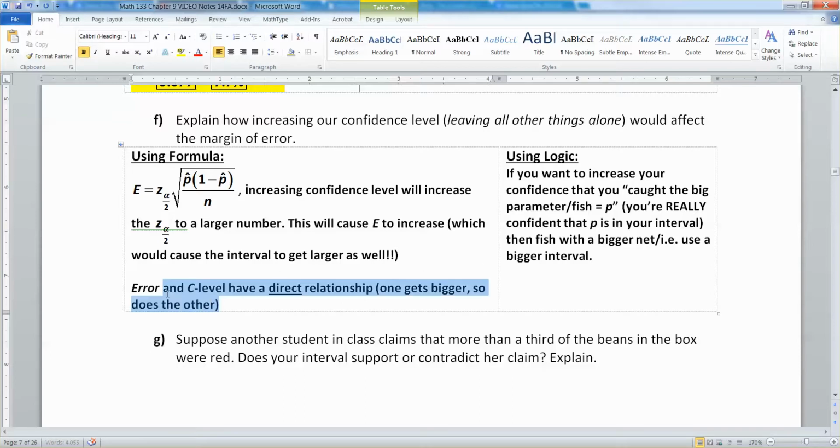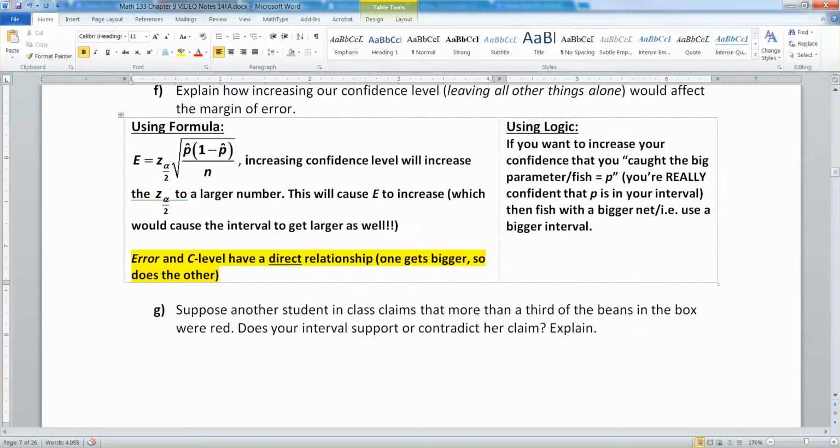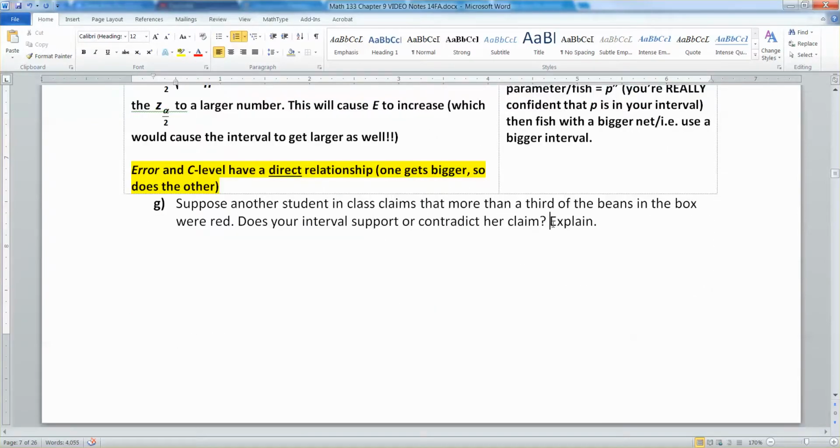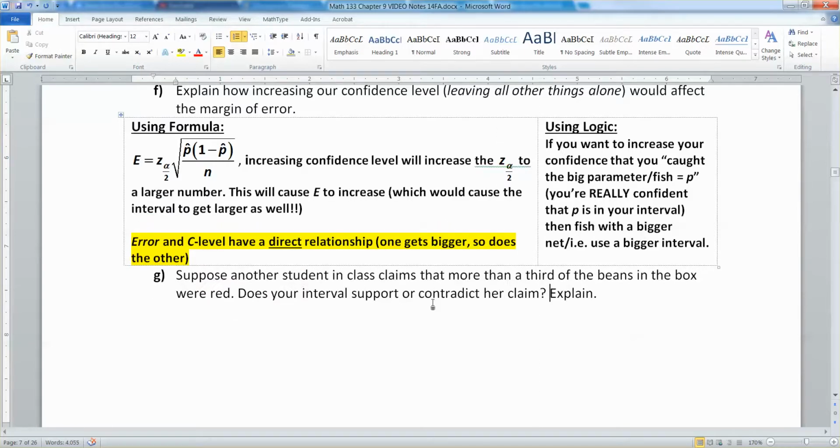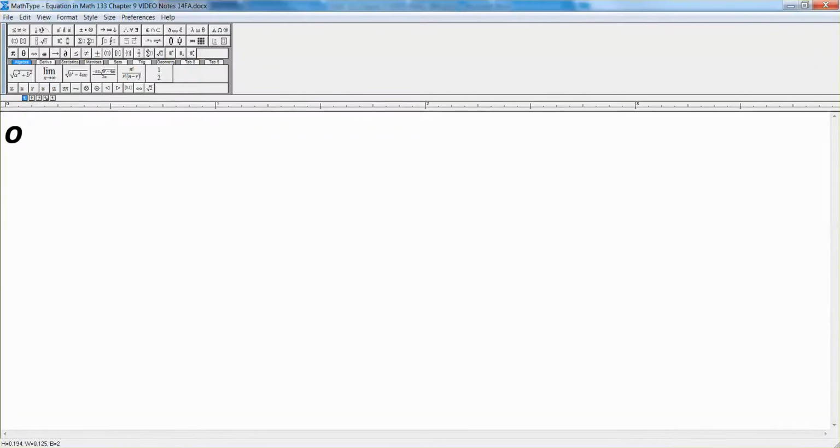Okay. That's what we're describing here. Okay, now let's look here. It's asking us, suppose that a student in class claims that more than a third, see that right there? More than a third of the beans in the box were red. Does your interval support or contradict her claim? Okay, so let's see what her claim is. Her claim is that P is more than a third. So P is greater than 1/3.